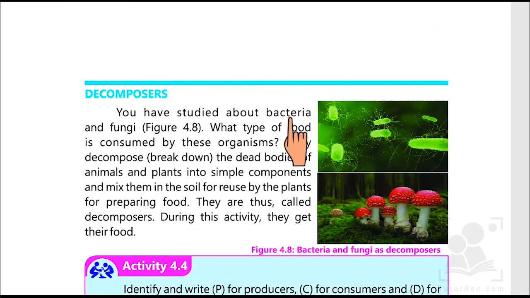Decomposers. You have studied about bacteria and fungi. What type of food is consumed by these organisms? They decompose or break down the dead bodies of animals and plants into simple components and mix them in the soil for reuse by the plants for preparing foods. They are thus called decomposers. During this activity, they get their food as well.